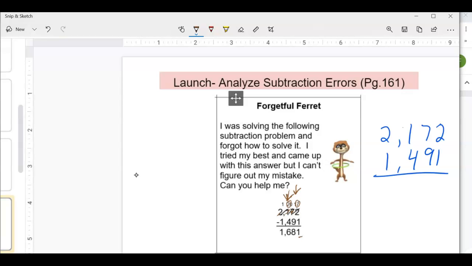So the problem with this one becomes in the hundreds column. When he ungrouped the thousands to the hundreds, instead of making it 10, he made it 20. So that was the problem there.